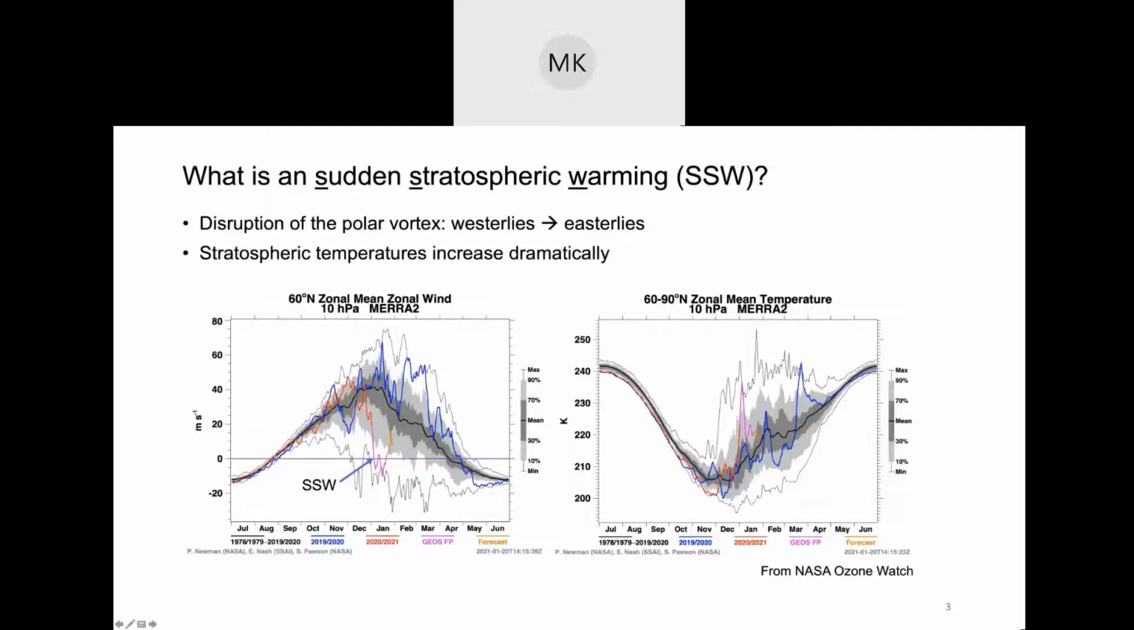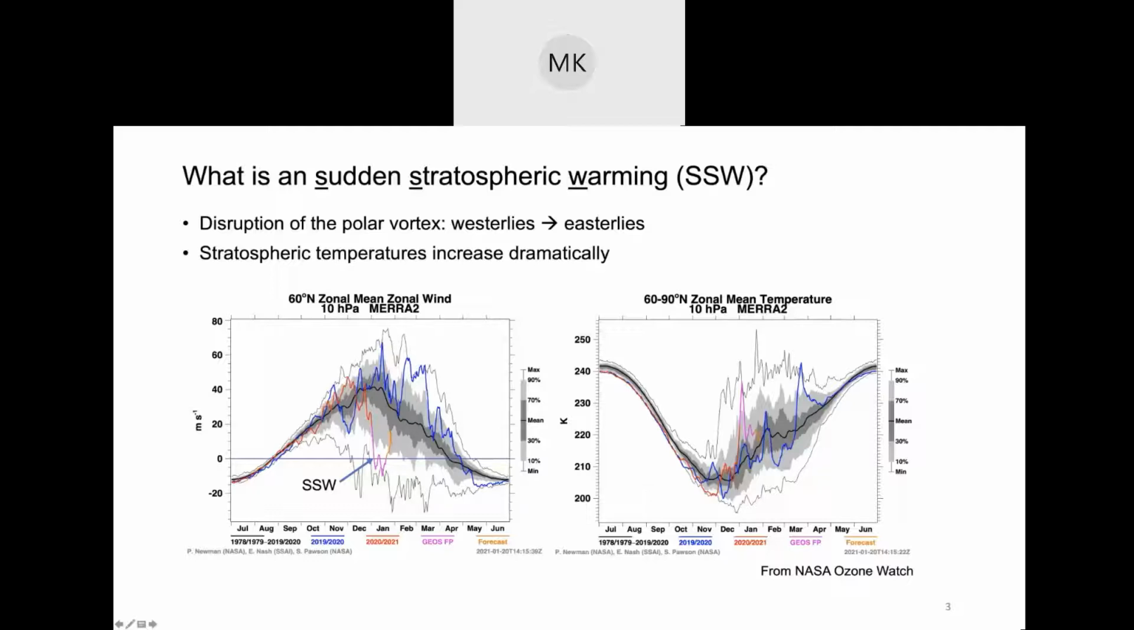The black line is the climatology of the polar vortex strength, and the red one shows the strength of this winter. As you can see, in late December, there's a strong deceleration of the zonal wind, and in early January, the wind reversed to become negative. And when this happened, it indicates an occurrence of the SSW event.